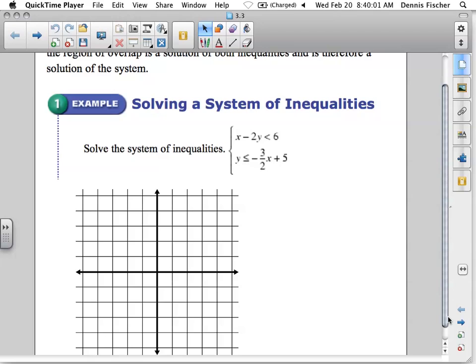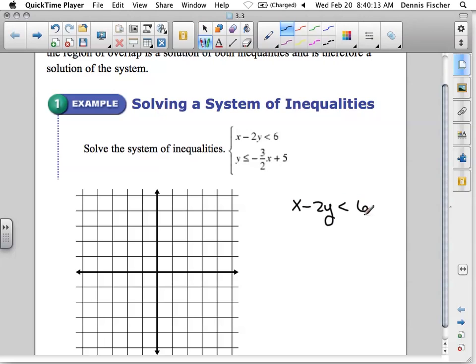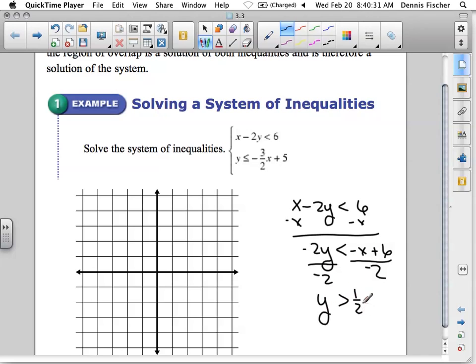Now, the first equation I might have to get y by itself. So I'm just going to go off to the side here and solve this one down here. I'm going to have x minus 2y is less than 6. I'm going to subtract x. So I'm going to get negative 2y is less than negative x plus 6. Anything I do wrong? Get negative 2, right? Now what? That sound about right?